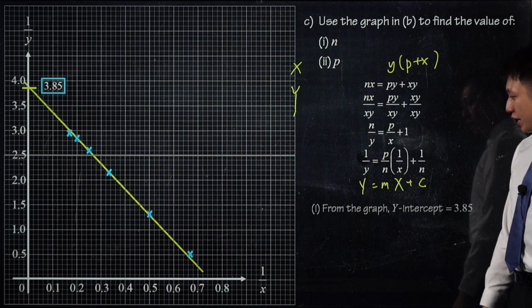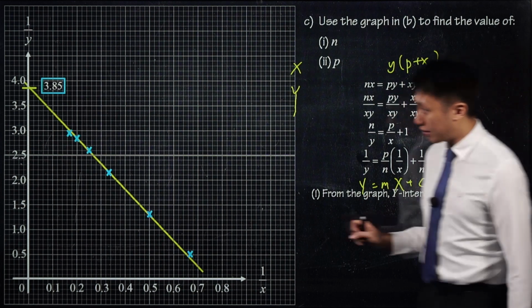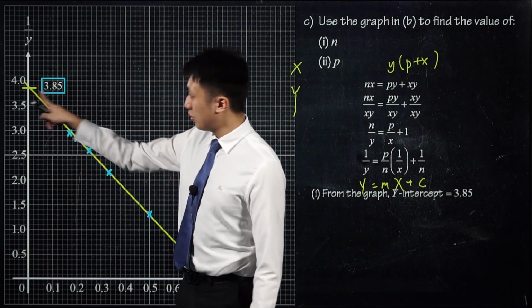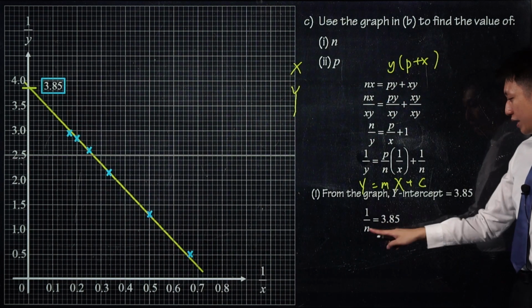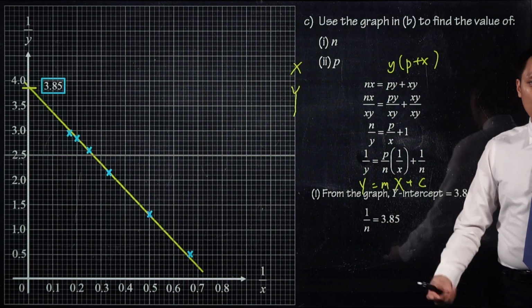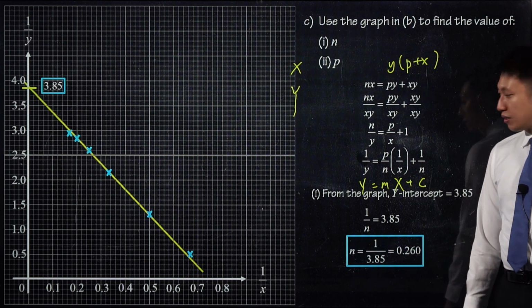We move on to the next one. Find from the graph: the y-intercept is 3.85. This one, move it here, 3.85. So 1 over n is 3.85, so n is 1 over 3.85, which is 0.260.